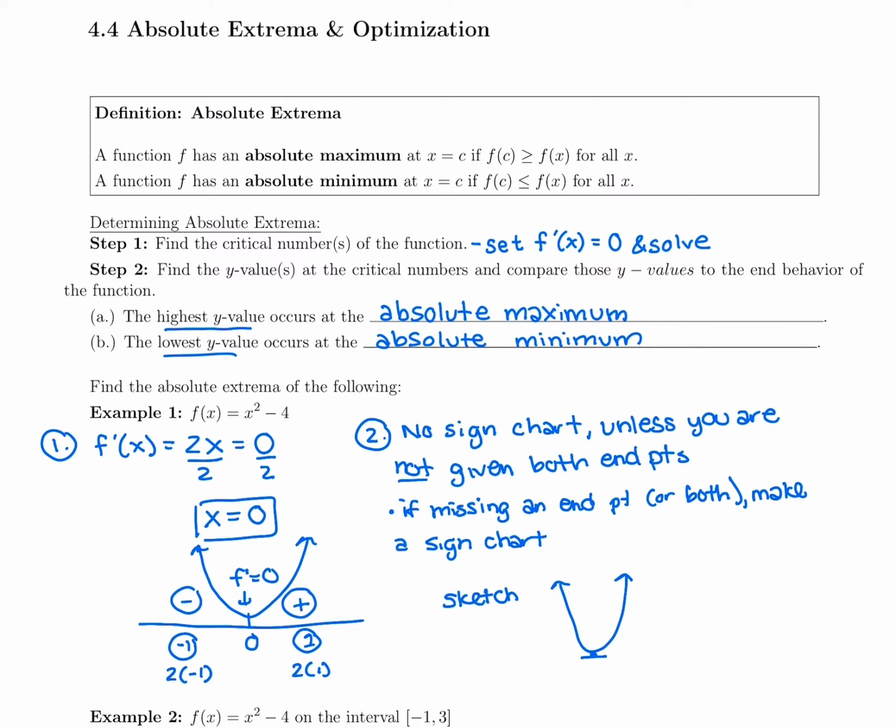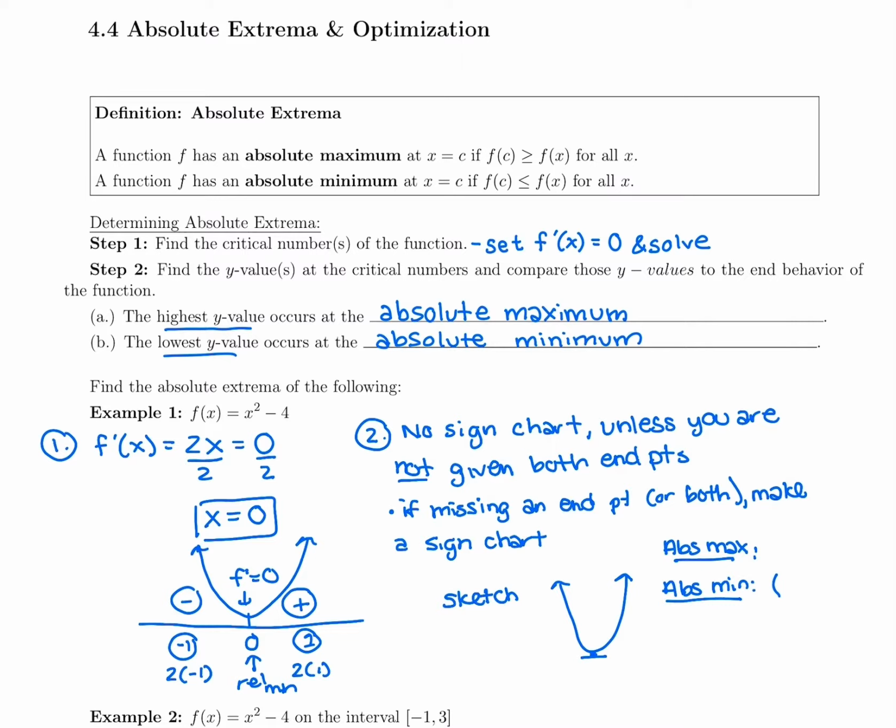So now we need to find our absolute max and our absolute min. Well, first of all, we know that this is going to be a relative min. Just based on the shape of the graph, we know that decreasing to increasing gives us a relative min. And now looking at the end behavior of the graph, is that relative min also going to be an absolute min? Yeah, it is, because the left endpoint is going up and the right endpoint is going up. So this is the absolute lowest point on the graph.